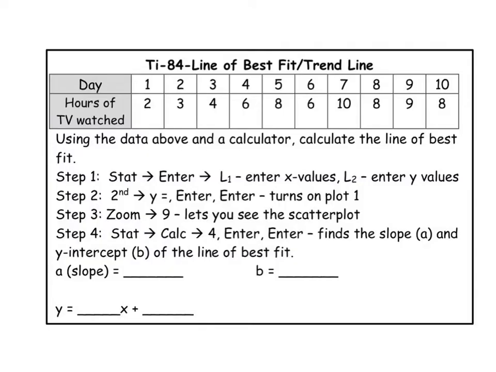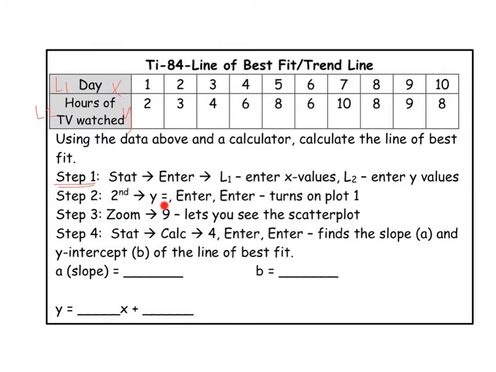Our next section on bivariate data is using the calculator to find the line of best fit, or the trend line, for a set of data. The easiest way to do this is to enter the x values in list 1 and the y values in list 2, and that's where you do stat, enter.